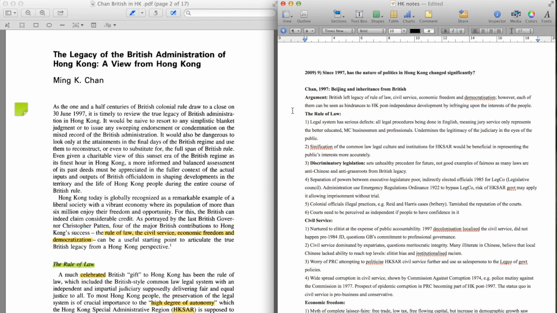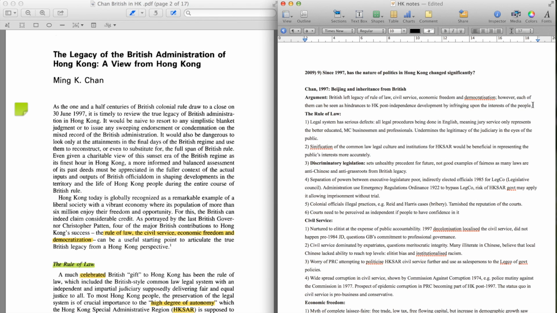With that in mind, in my notes here, as you can see, I've quickly summarized what the argument is going to be. So when I take a glance at these notes later on, I can tell straight away what this article is going to be about. As we can see here, I've highlighted the 4 key areas that it's going to be exploring, and then shown that each of these areas was actually a hindrance to Hong Kong's post-independence development because it infringed upon the interests of the people.